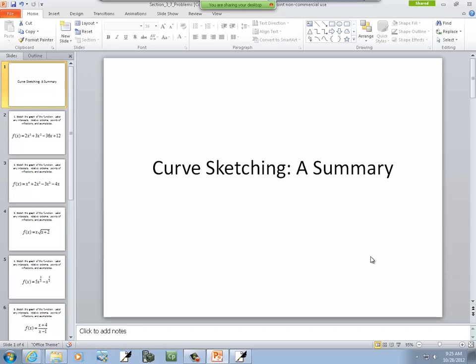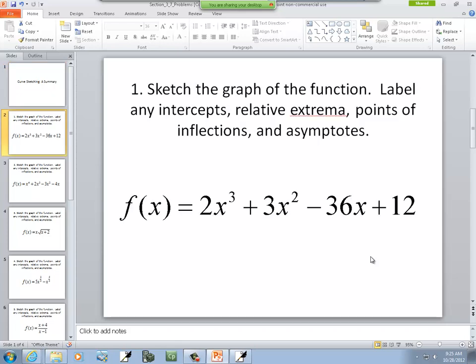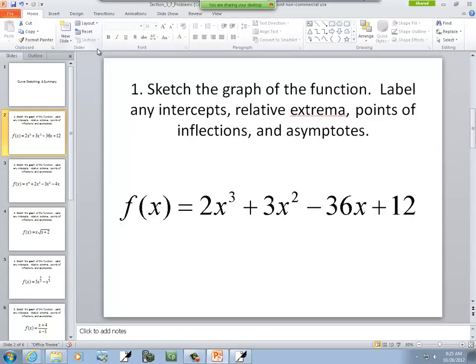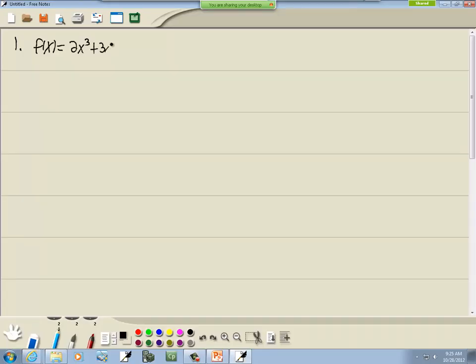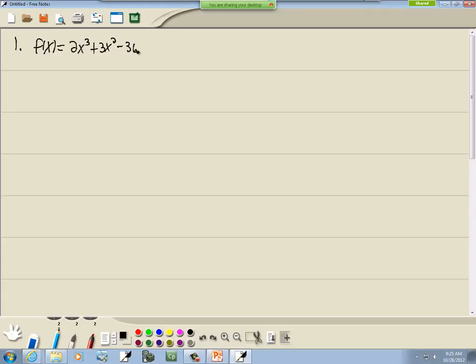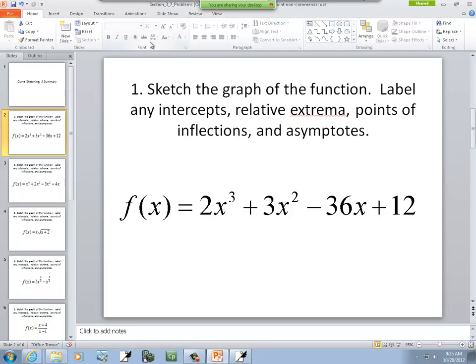Let's take a look at curve sketching, a summary. Let's look at our first problem. I've got f of x is equal to 2x to the third plus 3x squared minus 36x plus 12. And it says sketch a graph of the function labeling intercepts, relative extrema, points of inflection, asymptotes.